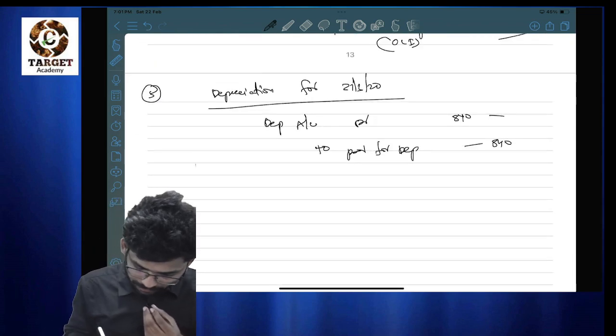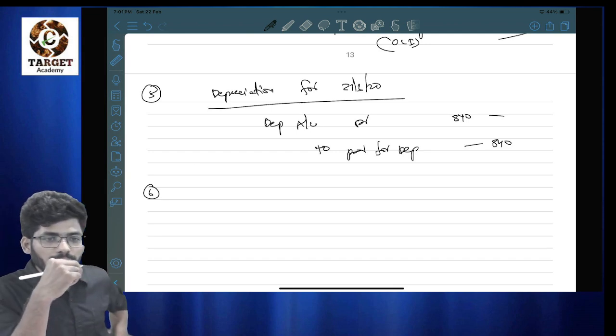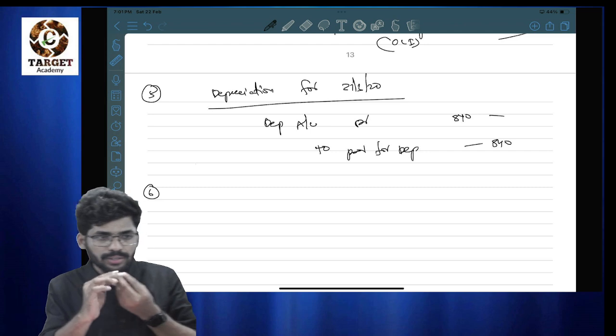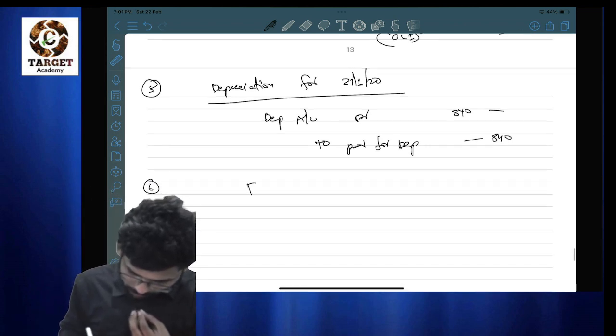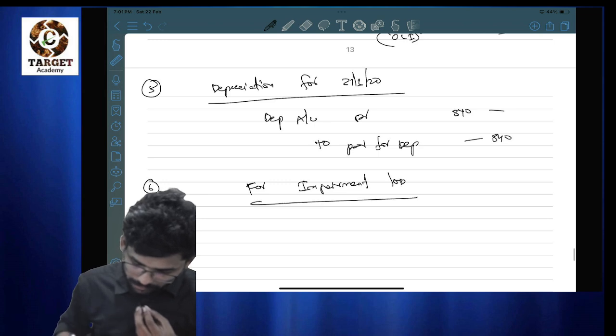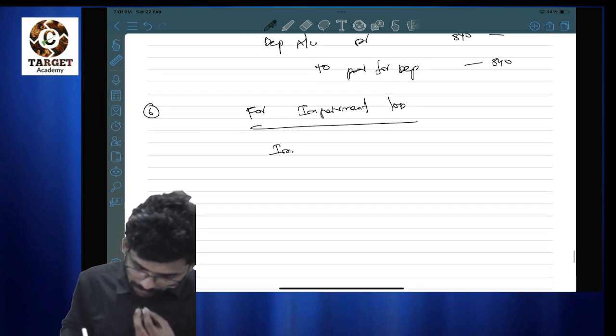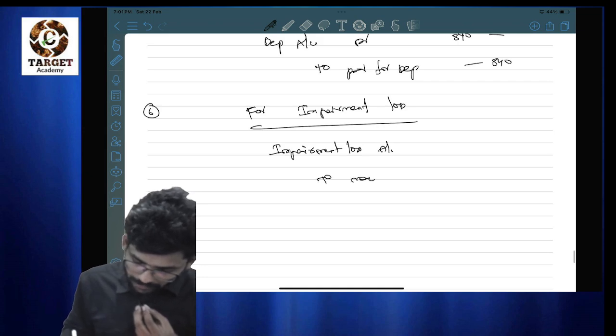Next, on 31st March 2020, impairment loss, how much? 900. What is the entry for impairment loss? Impairment loss account debit to machinery account, 900.